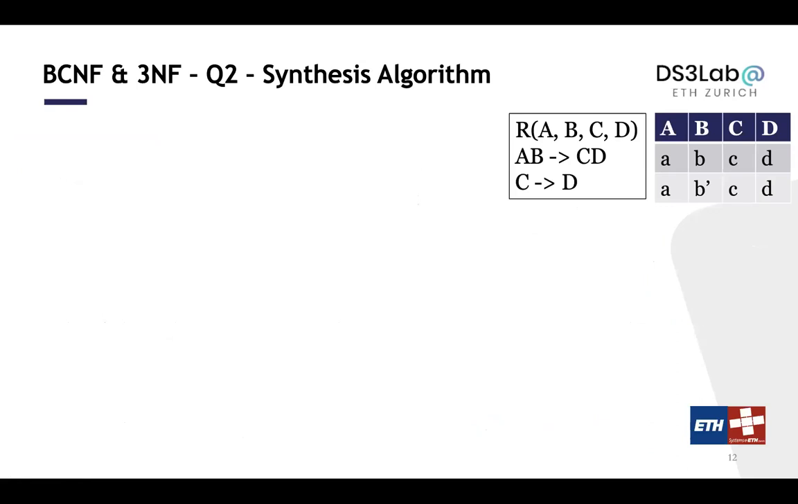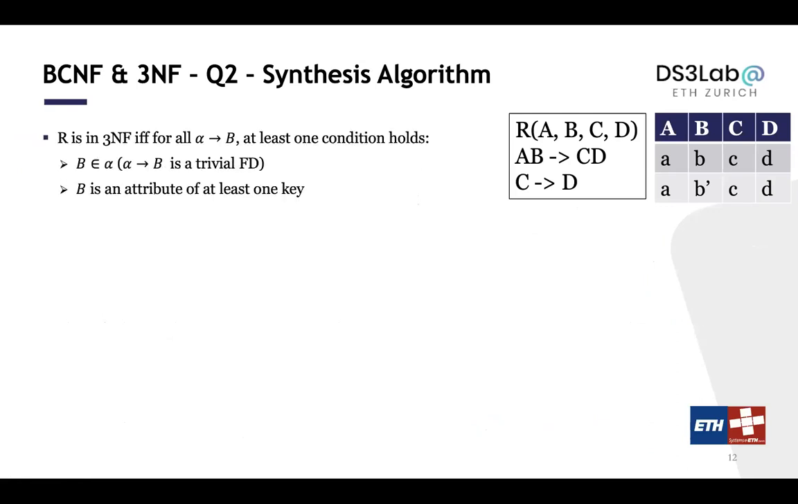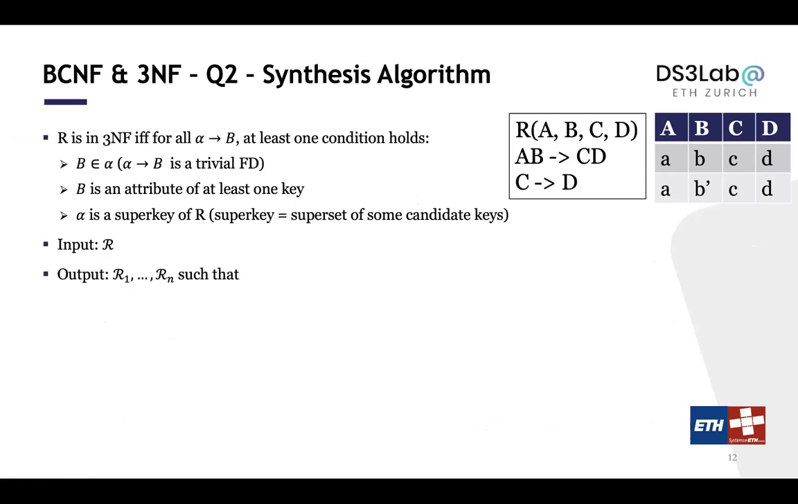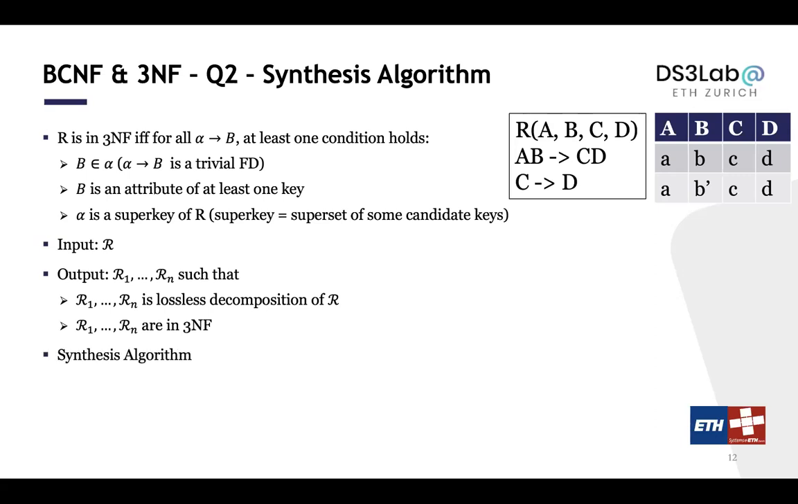We also talk about how to deal with third normal form, right? Here we want an algorithm that takes as input R and decomposes it into R1 to Rn, such that it is a lossless decomposition, and also every single relation is in third normal form. So we talk about the synthesizer algorithm.